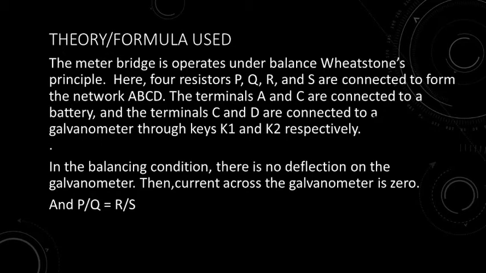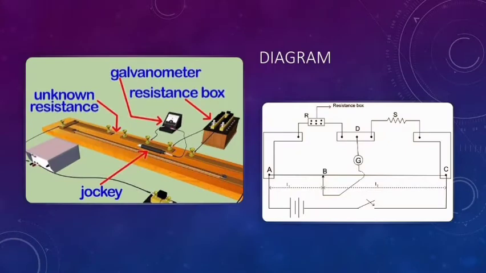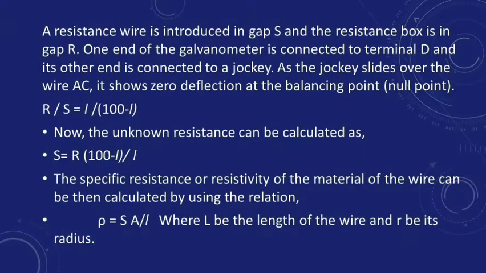This is the diagram of the meter bridge circuit. You can see the diagram. One end of the meter bridge is connected with the positive terminal and another end is connected with the key. The meter bridge is also connected with the resistance box and the unknown resistance wire S. One end of the galvanometer is connected with the meter bridge and the other end with the jockey. You can slide the jockey in this experiment and then find the null point.